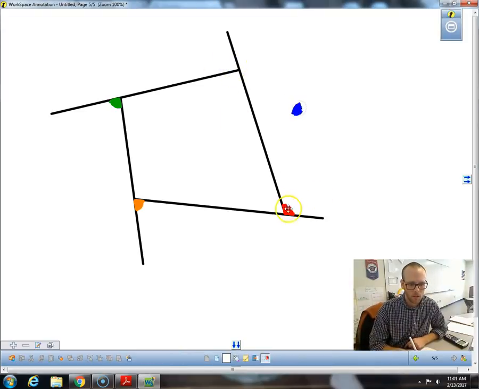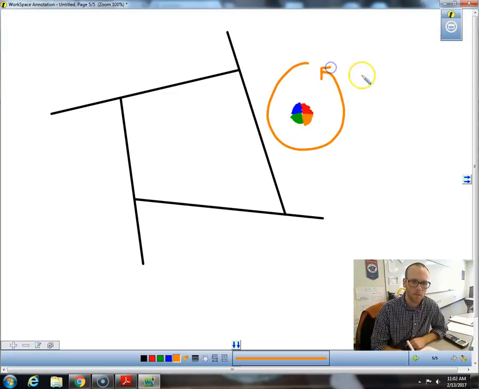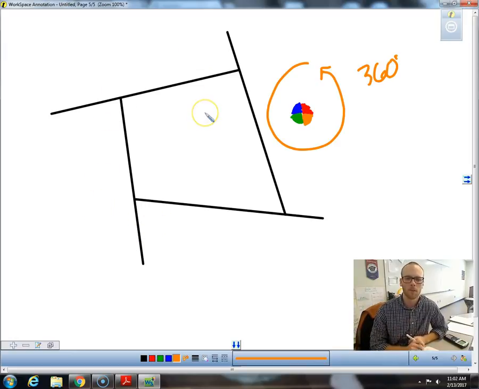Okay. Well, let me just pull these together here, and you're going to notice something happens. When I put the 4 angles together, what does that make? What's the sum of those angles? It's 360 degrees, isn't it? Okay. So what does that tell us? It tells us the sum of the exterior angles in a quadrilateral is 360 degrees.